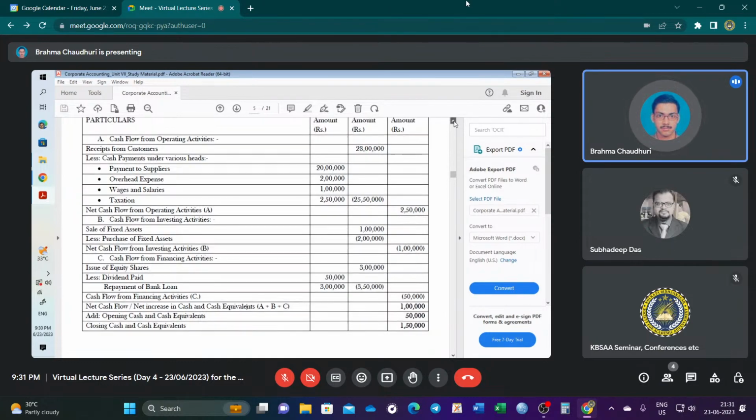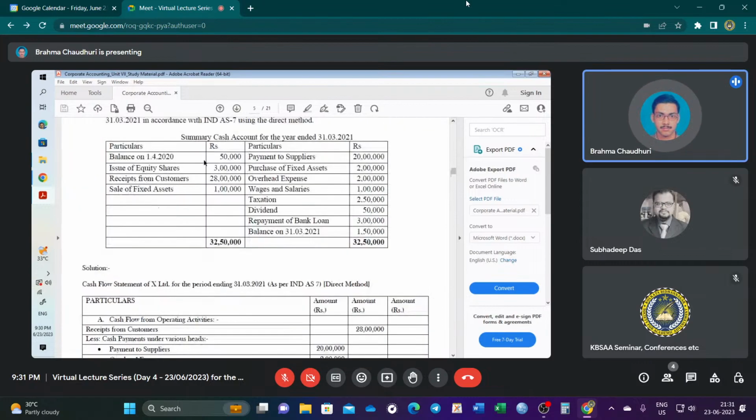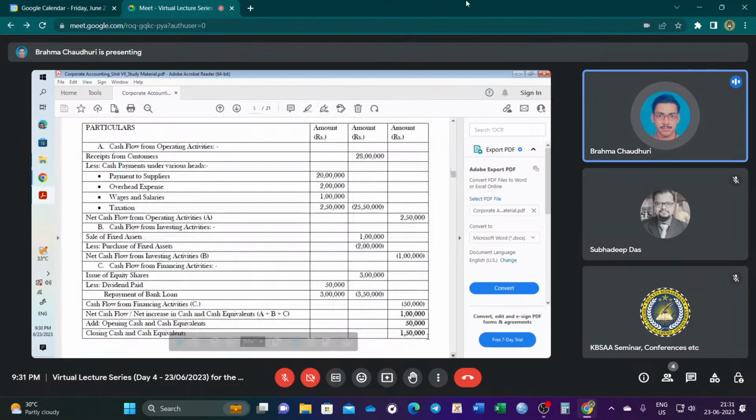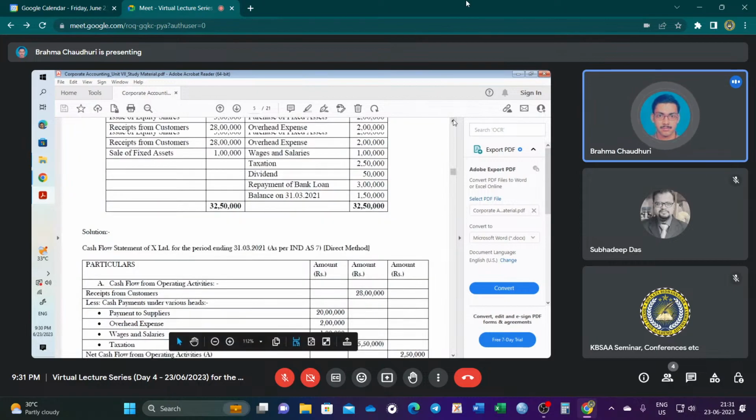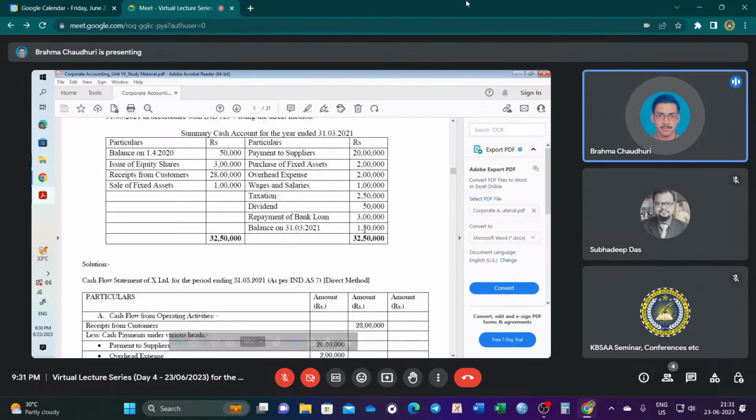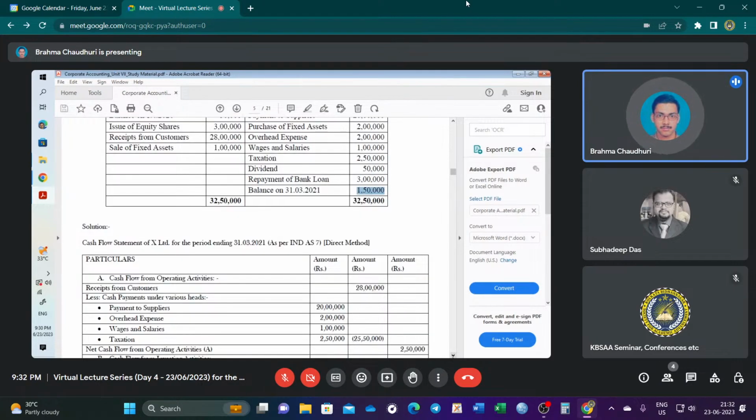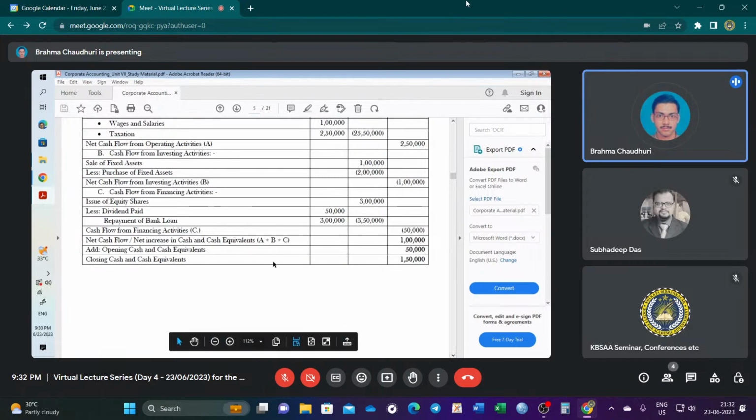Now, if we add the opening cash balance, that is 50,000, with this 1 lakh, we get the closing cash balance of 1 lakh 50,000. Closing cash and cash equivalents of 1 lakh 50,000. So let us check whether it matches with the problem or not. The balance as on 31st March 2021 is 1 lakh 50,000. So this is the balance, and after preparing the cash flow statement, we are also arriving at the same balance, closing cash and cash equivalents 1,50,000.